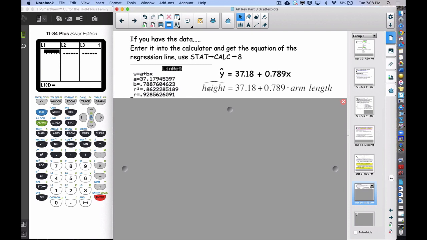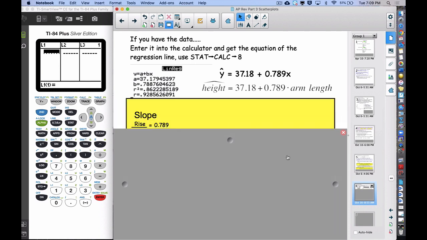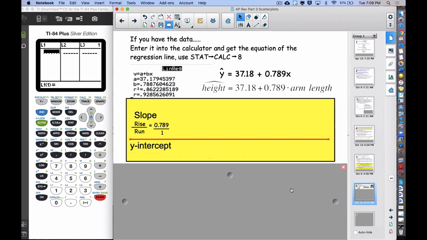Sometimes they'll also substitute the variables in. This data has to do with arm length versus height. In fact, we're going to work with this data a little bit later. So sometimes on the AP test, they'll actually put in there the variable hat, and instead of x, they'll actually put the x variable. Not a huge deal. I just wanted to show you so that it doesn't throw you off if it does happen.